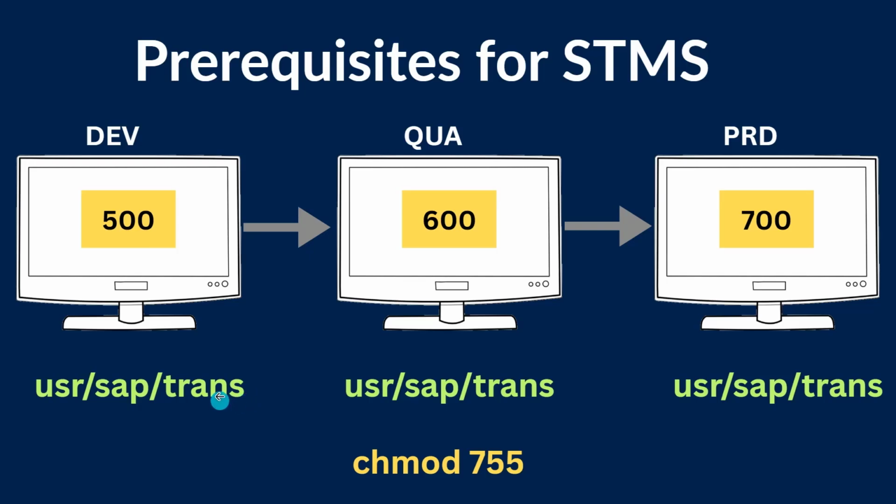This directory should be available for quality, this directory should be available for production, and whatever pre-production or development system there is. This directory should be available for the entire landscape.